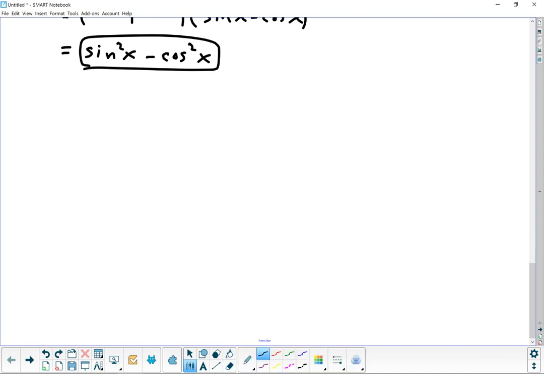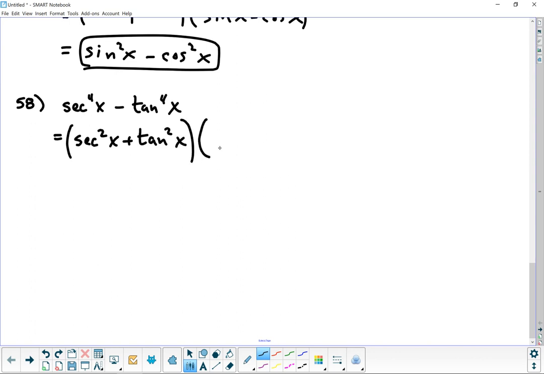Okay, last one, 58. 58 is secant 4 of x minus tangent 4 of x. Same idea. I'm not going to do the part with the x and y, but we're going to rewrite this as secant square x plus tangent square x times secant square x minus tangent square x.